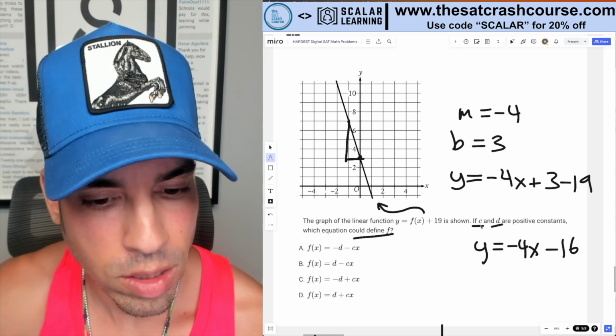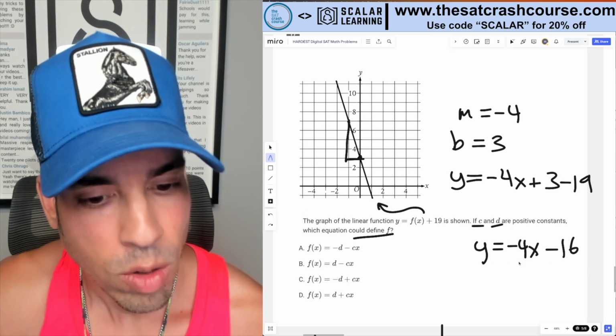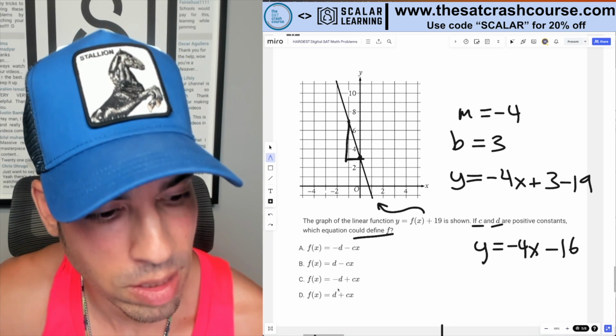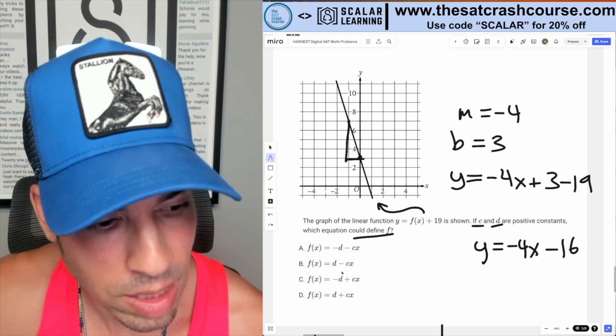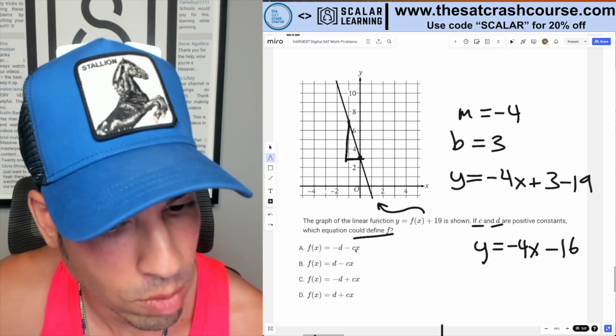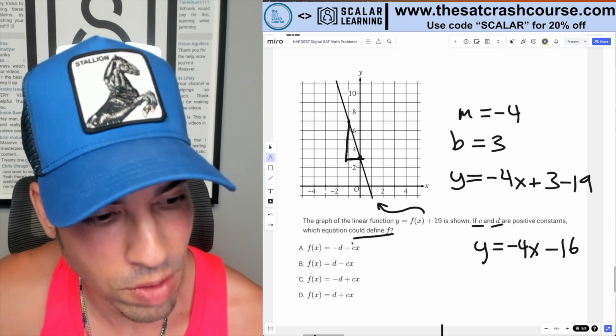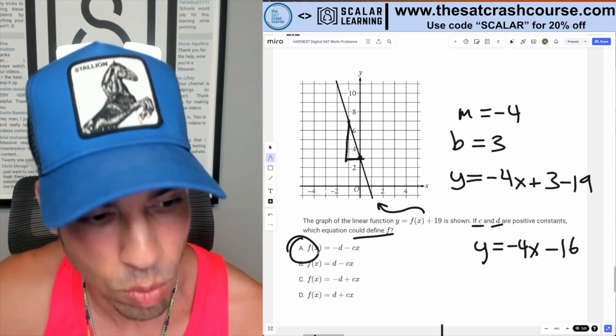So since we know that we've got a negative slope and a negative y-intercept, we need a negative in front of both c and d, right? And obviously we know what c and d are, but they're not asking for that. So we need negatives in front of c and d, and I see that in option A, right? Because they're saying c and d are positive constants, so we need to negate them to get the -4 and -16, which means A is the winner.